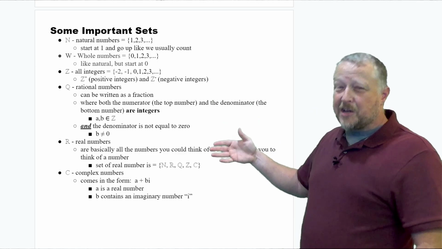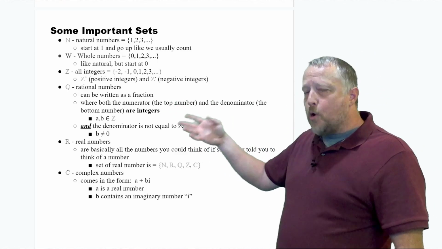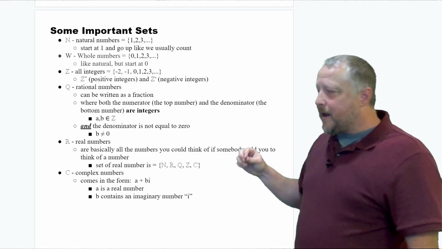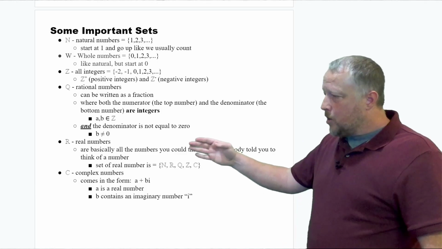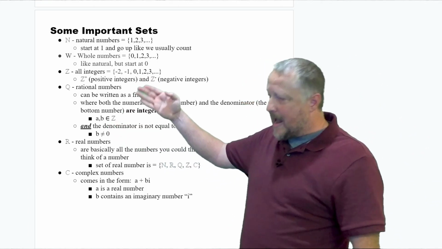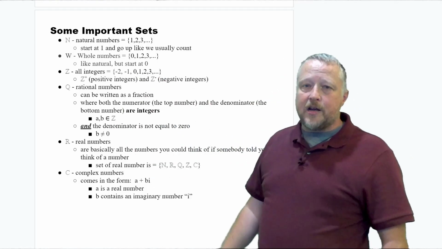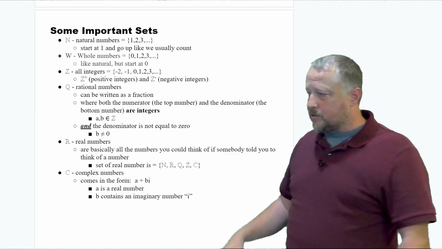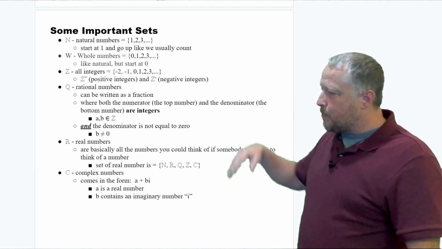Rational numbers, as you can tell, is going to be a little bit more complicated, but it can be written as a fraction, but both the numerator and the denominator have to be integers. Now, there's still some game rules on top of that, too. So A and B have to be an element within Z, so it has to be an integer number, and the denominator, B, cannot equal 0 because, as you know, well, that causes a hell of a lot of problems, put it that way. So that is our rational numbers.